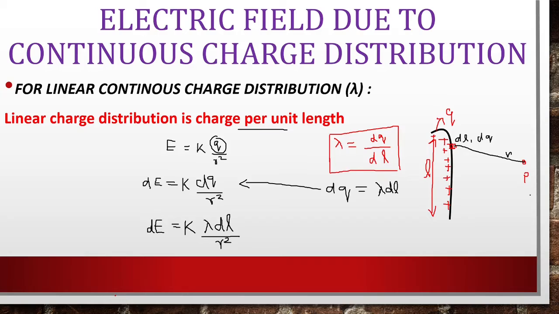Now we have got the electric field at P due to the small element dl, right? But we need to find the electric field at P due to this whole charge distribution. So what we will do? We need to do the integration. When we do integration of dE, we will get E. E is equal to K, since K is constant, it will come out of the integration. K integral of lambda dl by r square.